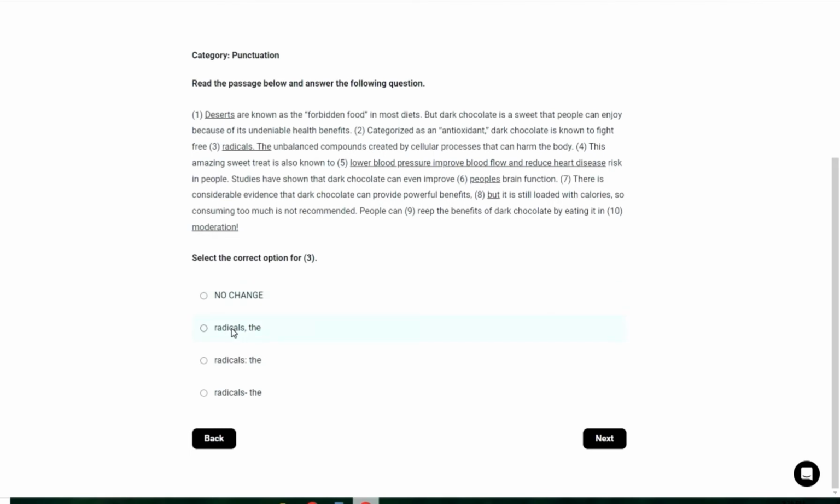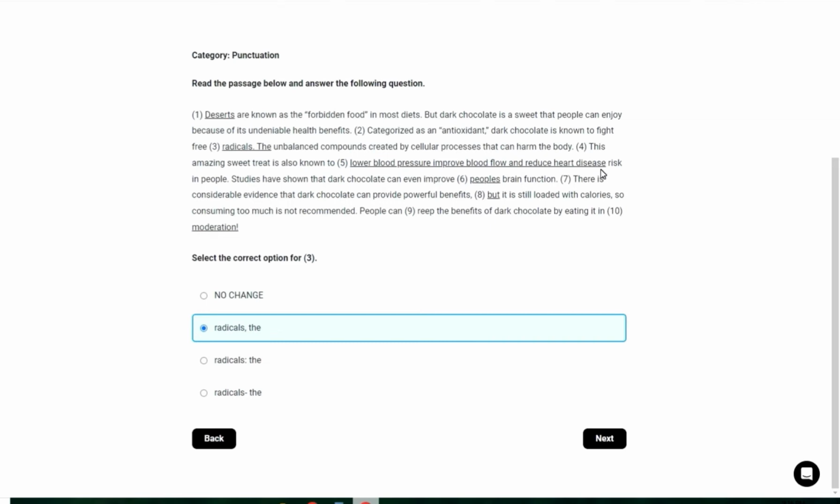The second one: radicals, comma, the unbalanced compounds created by cellular processes that can harm the body. That one sounds wonderful because when we're looking to emphasize a thought, and especially through a description, we're going to use a comma, which can help make a small break within that sentence that can separate the words and the clauses. In this sense, we're using an idea in a description. And so I initially chose comma, but we're going to keep going through and reading.